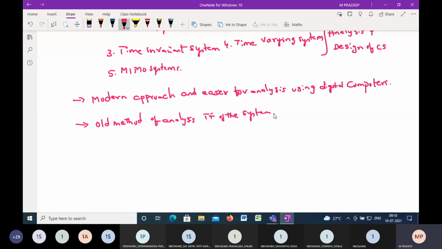So for that case, the older method which we are going to consider is called the transfer function of your system. For this particular method, we are going to provide the drawbacks of the transfer function model and the analysis. So what are the drawbacks which we are going to consider in your transfer function model?